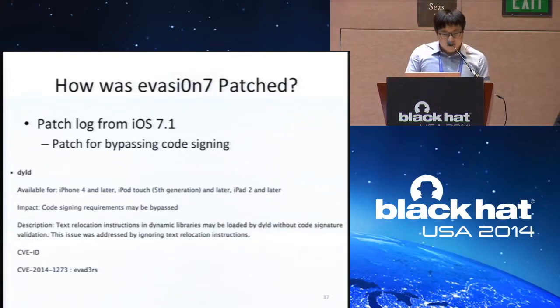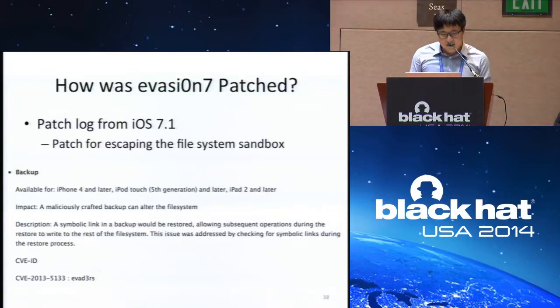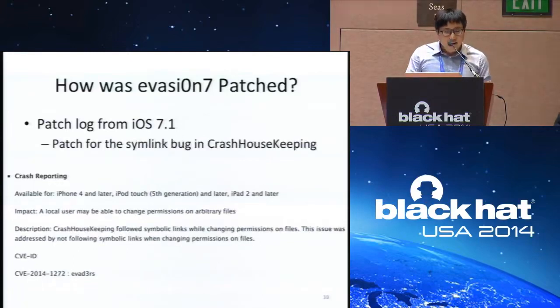For the vulnerability in the code signing check, Apple has patched the dynamic loader to not allow bypassing the zero-sized code section. Next, Apple fixed the symlink trick that makes AFCD access /temp. And for crash reporting, Apple fixed the vulnerability by changing chmod and chown to lchown and lchmod, so they do not follow the symlink.